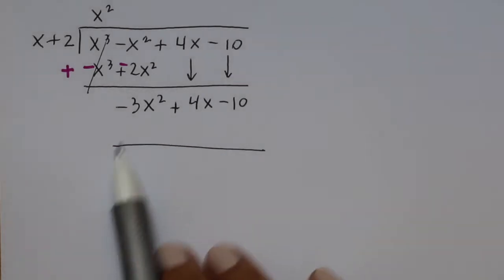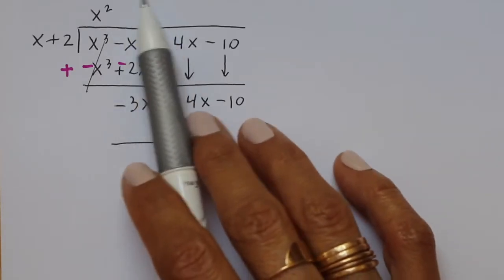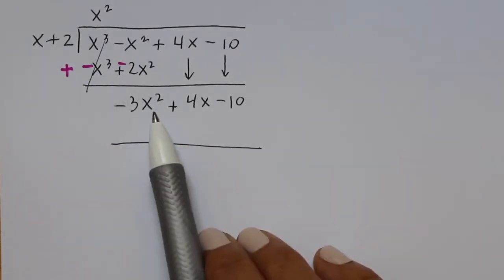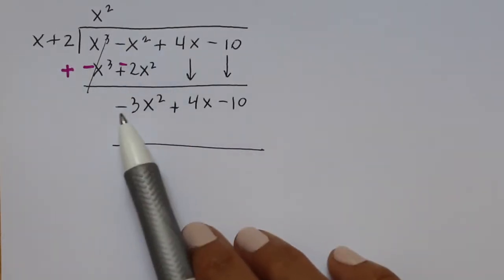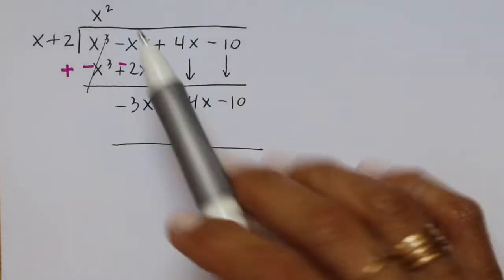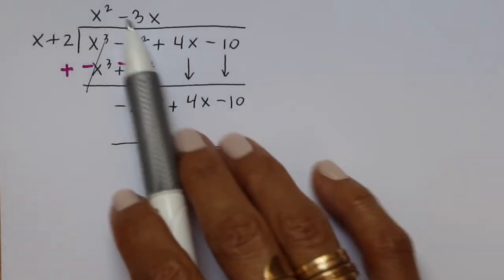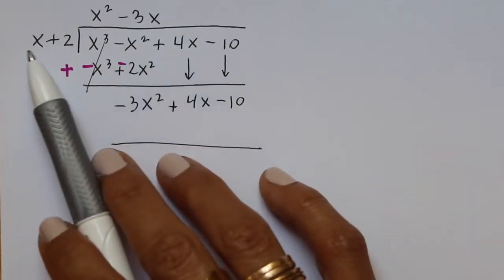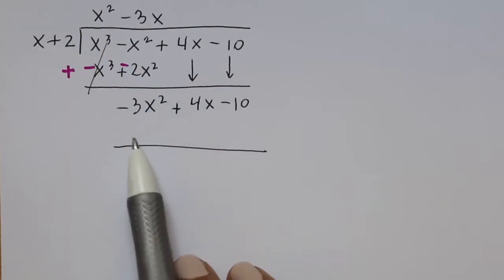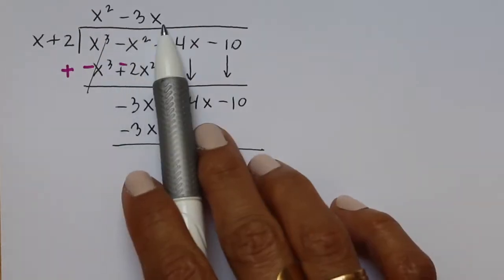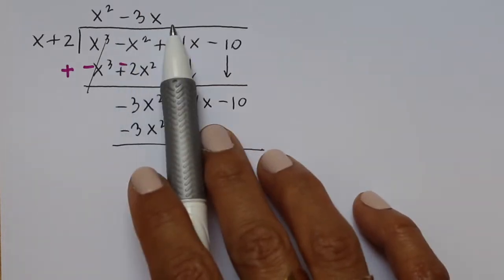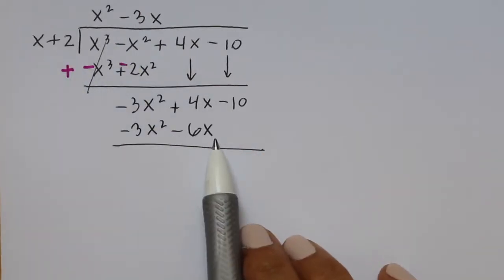So I left a space here and I drew the line. We're going to come up here and we're going to say, what do we multiply by x to get this first term? So again, what times x makes negative 3x squared? That's going to be negative 3x. Our next step is we take this negative 3x and we multiply it to both of these terms. You can think of it as distributing, and we write our answer down here. So negative 3x times x makes negative 3x squared. Then negative 3x times 2 makes negative 6x.